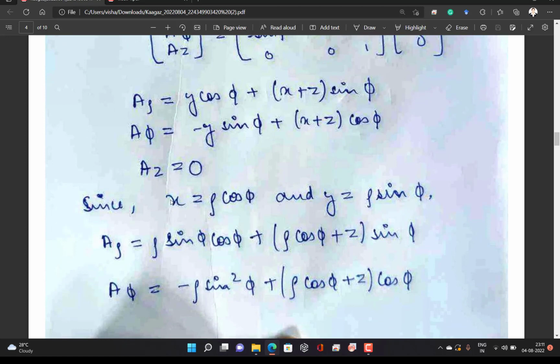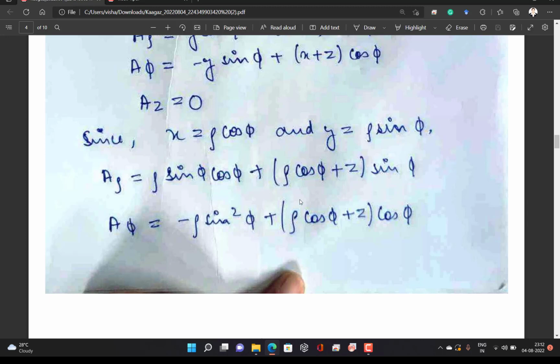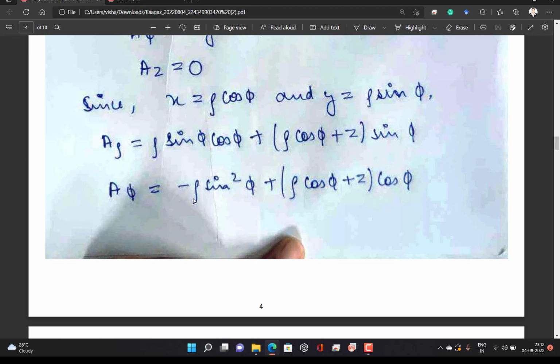Now we know that x is equal to rho cos phi and y is equal to rho sin phi. This is how we convert the Cartesian coordinates into cylindrical coordinates. So let's put the values of x and y in the cylindrical coordinate system. We will get A rho equals rho sin phi cos phi plus (rho cos phi plus z) sin phi. A rho will be minus rho sin square phi plus rho cos phi plus z cos phi.